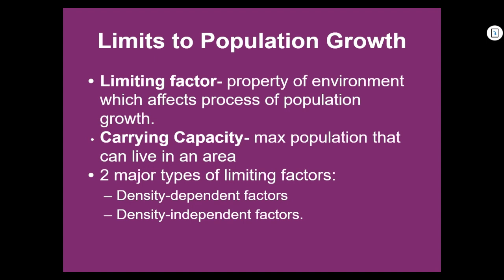factors. And so a carrying capacity, that's just the max population that can live in an area, right? So after you hit the carrying capacity and you go over the carrying capacity, all of a sudden there's no more food, there's no more water, things like that, and then the population will come down, right? The organisms will die in that population and it'll go down. The two major types of limiting factors here: density dependent factors and density independent factors.